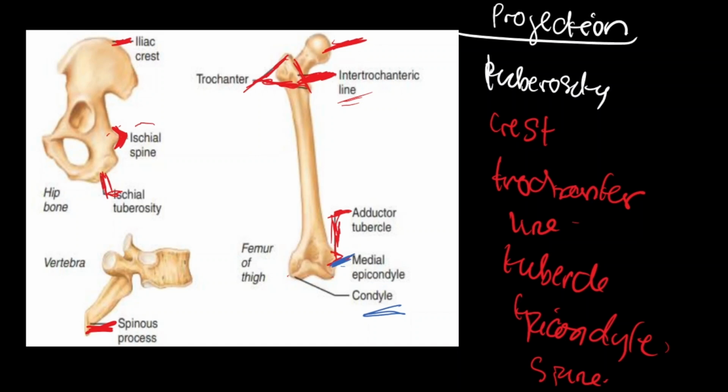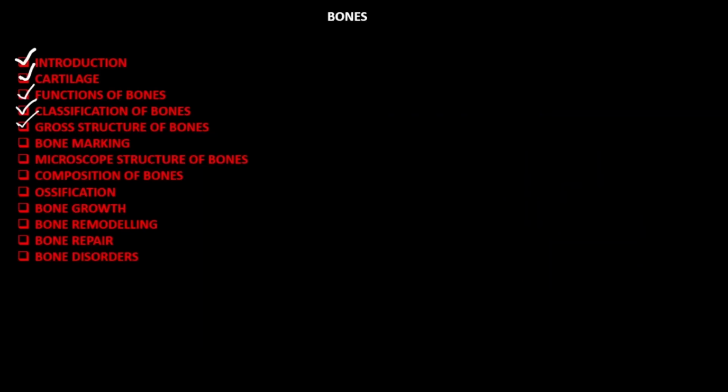Okay, so we saw all of this under the projections, and we said the projections are surfaces for muscle and ligament attachment. Then we went on to look at the surfaces. We said the surfaces are articular surfaces. Then we looked at the depressions and openings, and we said that they provide a passageway for nerves and blood vessels. So let's see how far we have gone on our outline. So far we have gone through the introduction, cartilage, functions of bone, classification of bones, and the gross anatomy of bones, as well as bone markings.